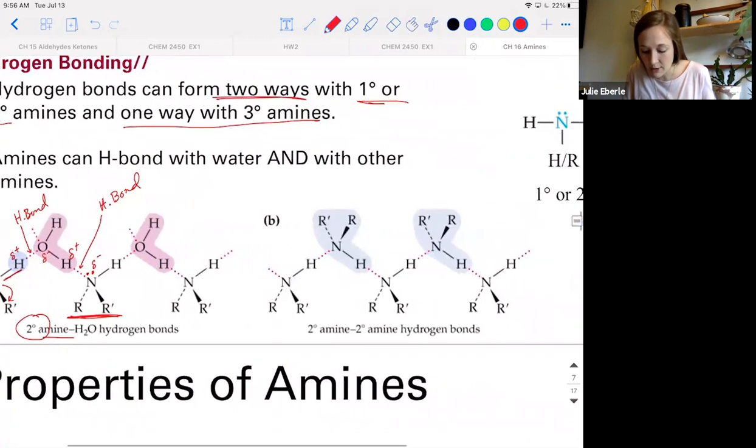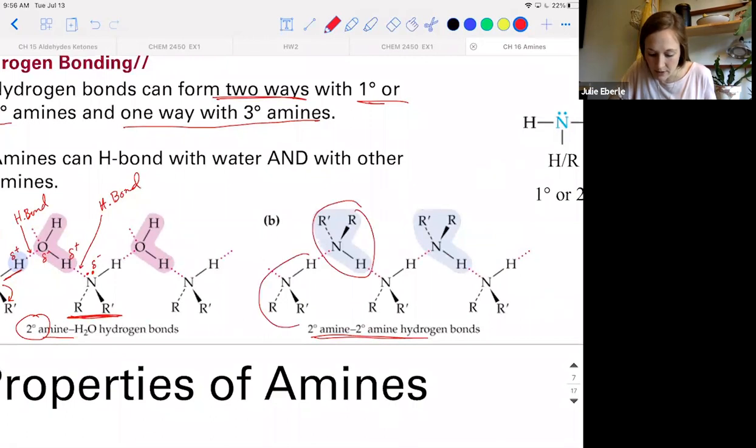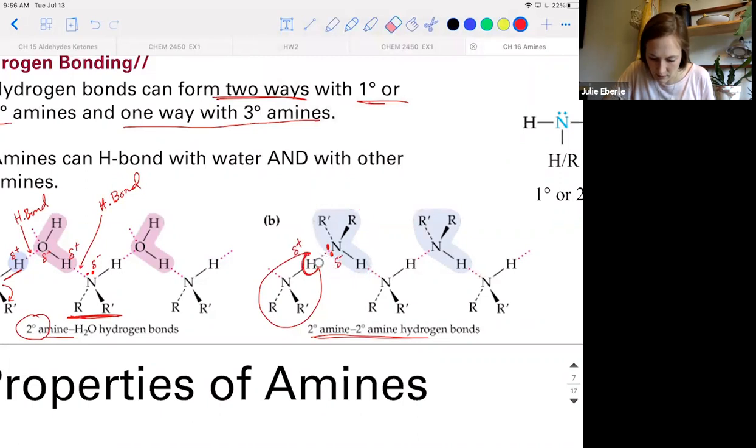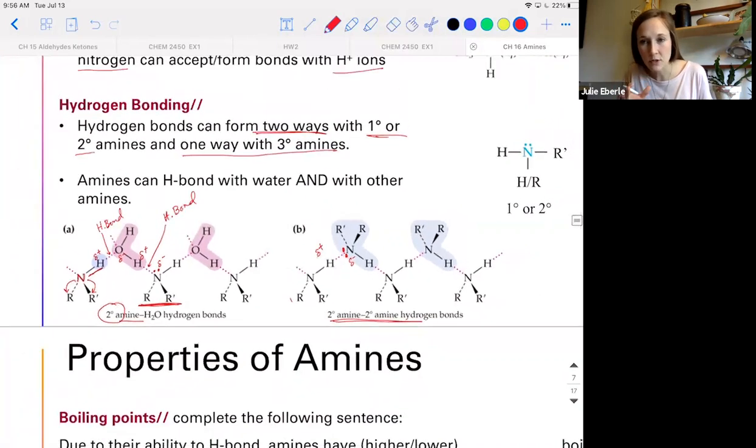You can also hydrogen bond between two amine groups. So this is an amine group, and this is another amine group. The lone pair on the nitrogen of one amine group can hydrogen bond with this hydrogen on the next door neighbor amine group, because that hydrogen is positively polarized, and we know the lone pair on the nitrogen is negatively polarized. Erase all this so you can see that more clearly. So this can hydrogen bond with water, it can hydrogen bond with other amines, as long as there is a hydrogen on the amine group.